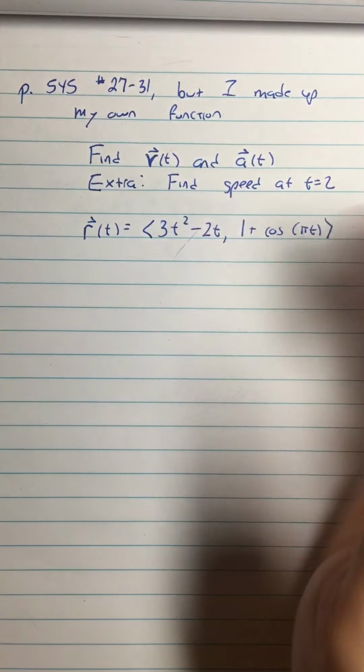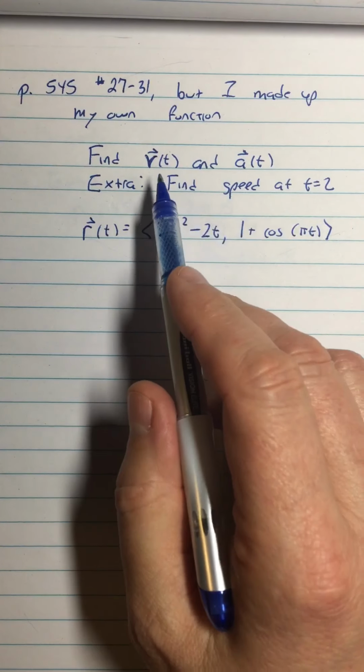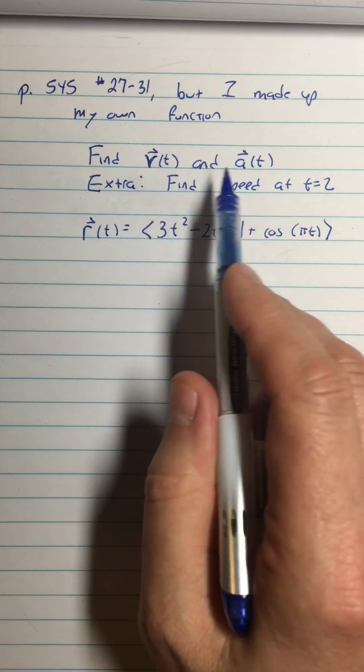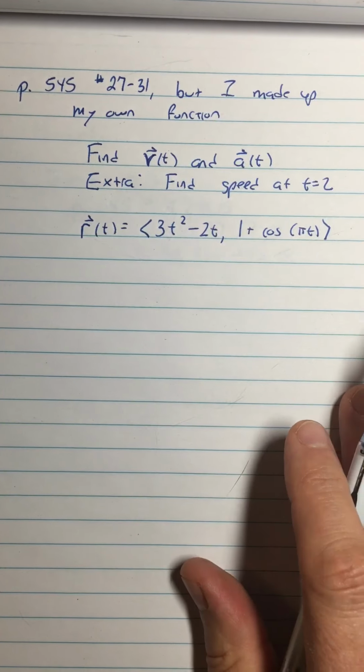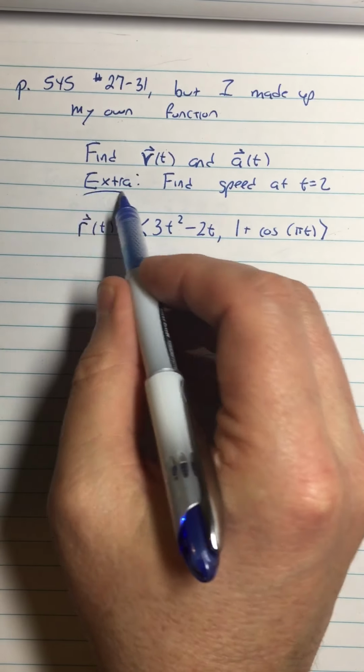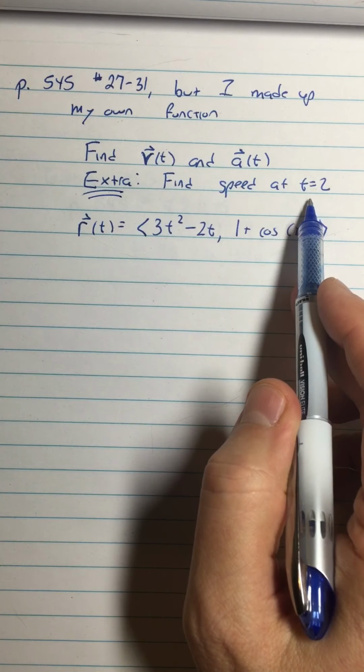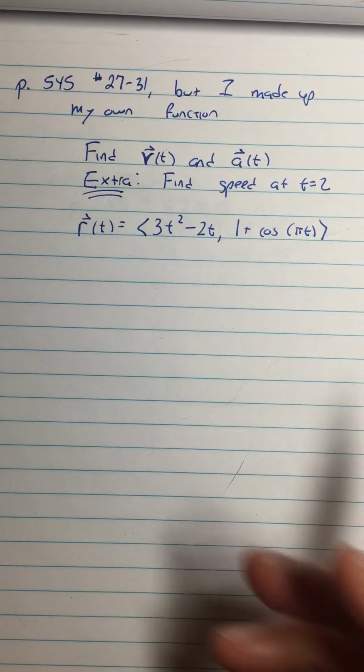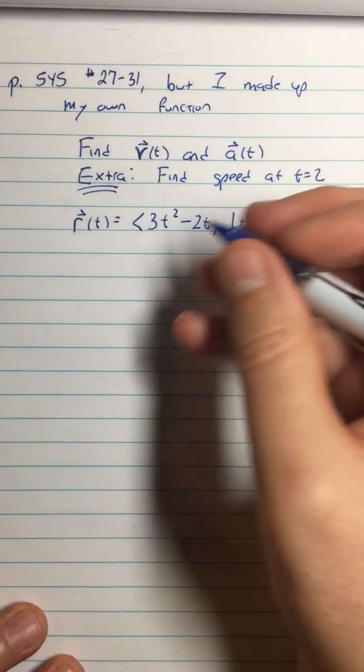What it says in the directions here is just find the velocity vector and the acceleration vector. That's pretty straightforward. Now I'm adding in a little extra bit. I want to find the speed at t equals 2 because some of your homework problems ask you to do this. From what we've discussed, it's going to be pretty easy.